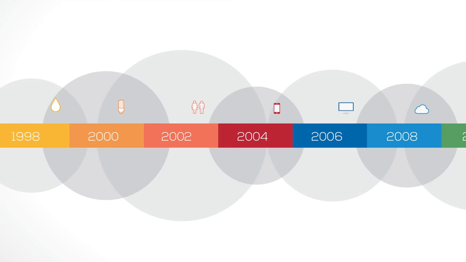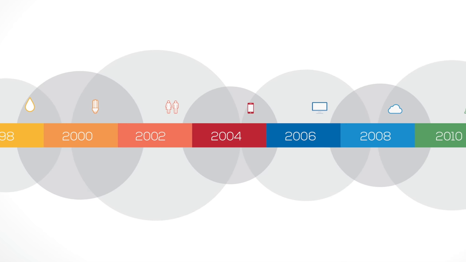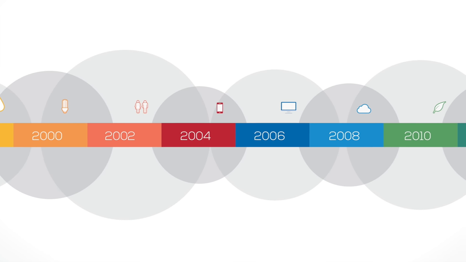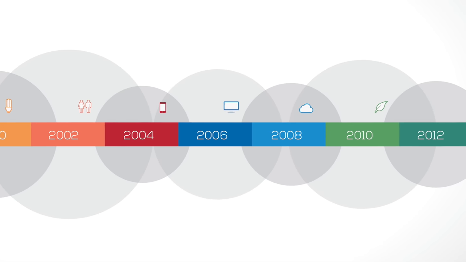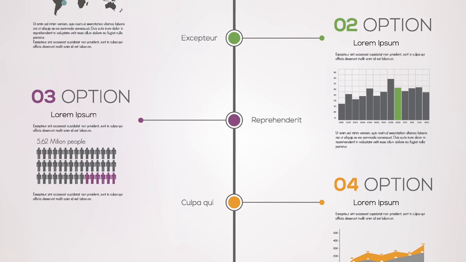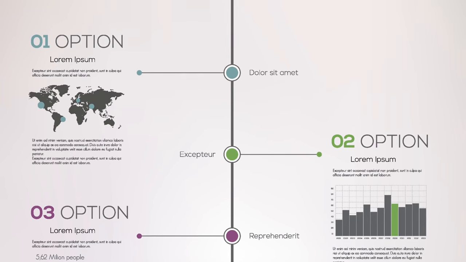One of the best ways to show events in time is by using a timeline. A timeline is a graph showing the passage of time on a straight line. It can be horizontal or vertical. Here's an example of a timeline showing some events in the United States.